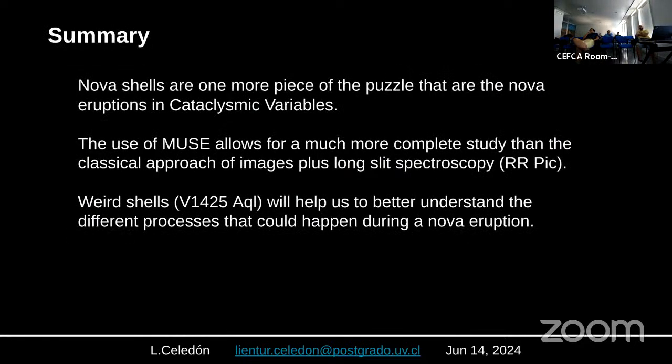So I hope I didn't bore you too much. This is a summary of the main ideas of the talk. Basically, novae are important because they are one more piece of the puzzle that is the study of the physics of nova eruptions. MUSE, integral field spectroscopy in general and MUSE in particular, are excellent tools to study these objects, as shown by my work on RP and other works. And there are some weird kinds of shells that will help us better understand the processes that happen during a nova eruption. Thank you for your time and your attention.